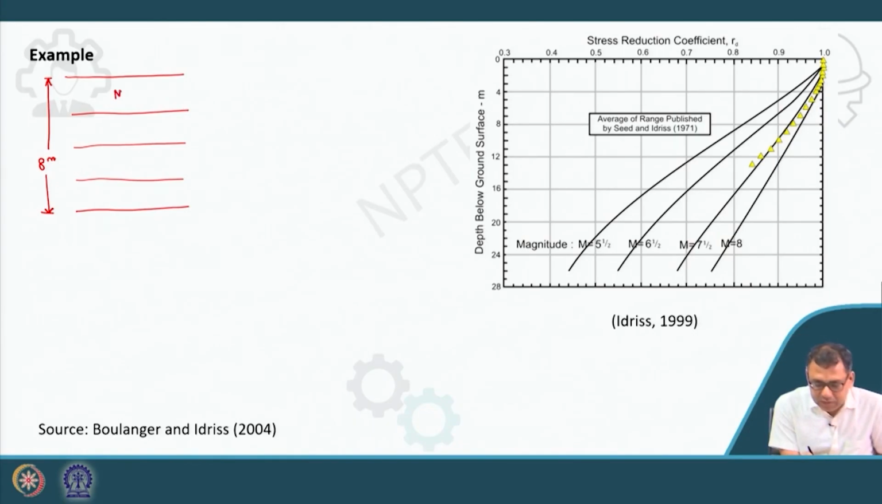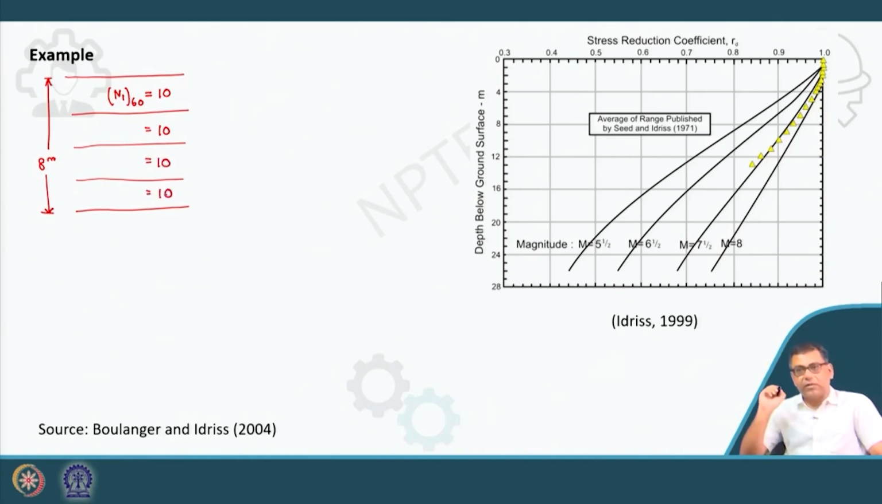So suppose your N160 is given. That means first you measure the N value, then correct it by applying those correction factors, or normalize it, then convert it to 60% hammer efficiency, then apply other corrections also, then you will get the N160. So that value is say 10. So this is the same for all the layers. It can be different also, remember that, for different layers.